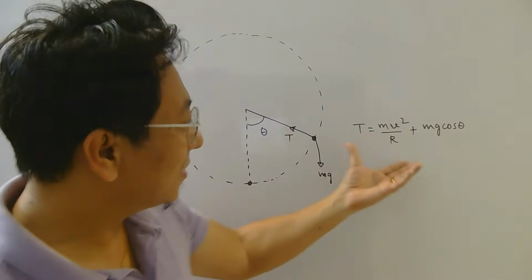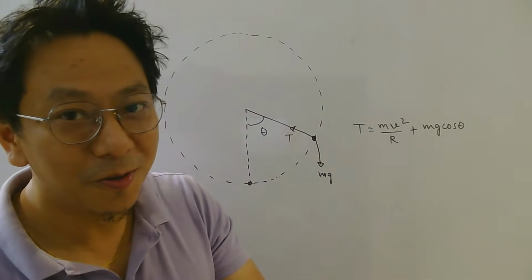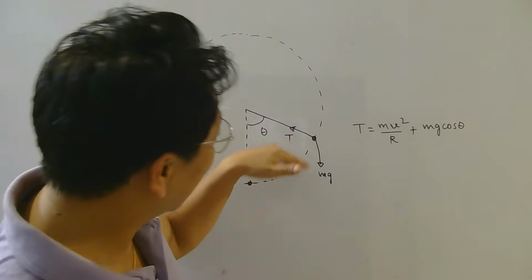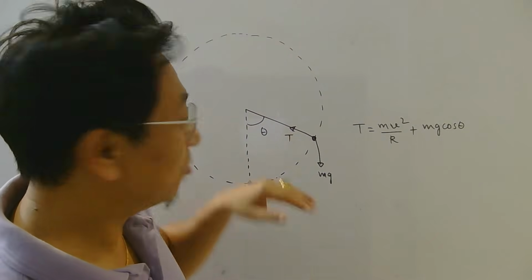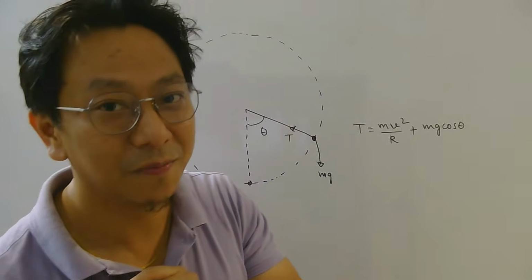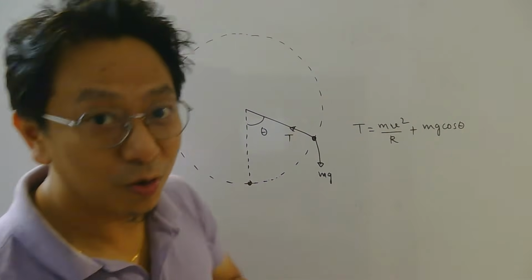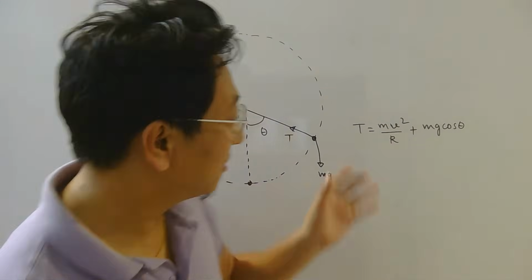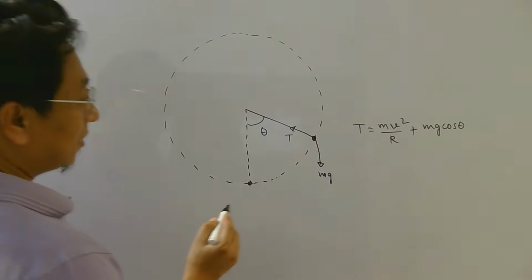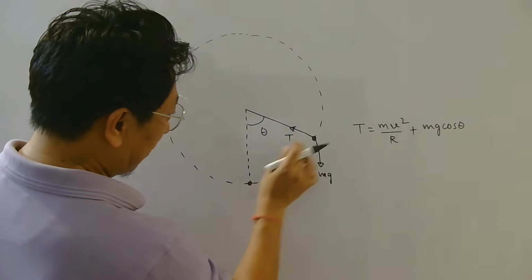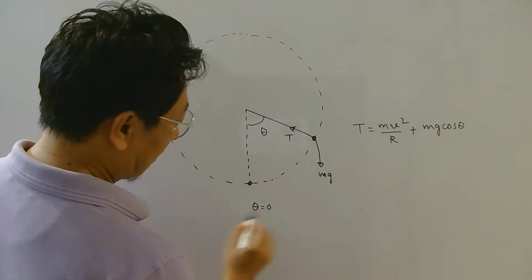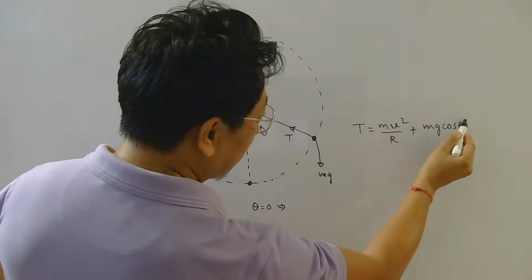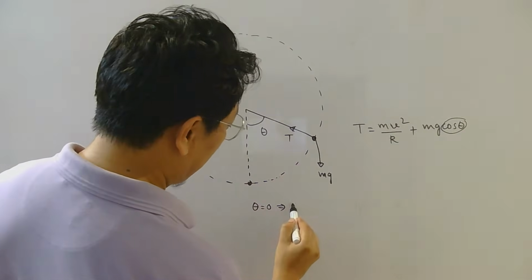Let me now use this equation to explain why tension can become zero at some point on this path during its motion for a string. So how, or why, does tension become zero? Let's try to understand. Initially, when the pendulum was here, the angle made was 0, so theta was 0. And if theta is 0, what will cos theta be? That will be 1.